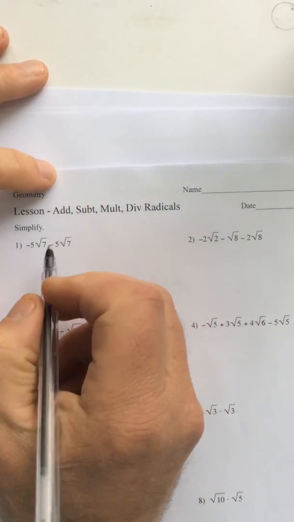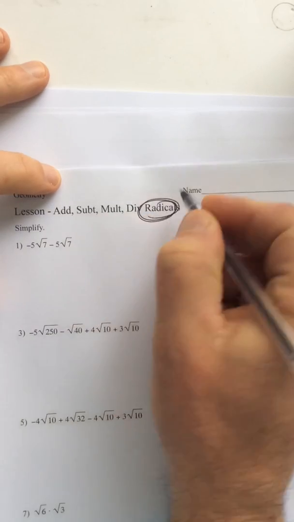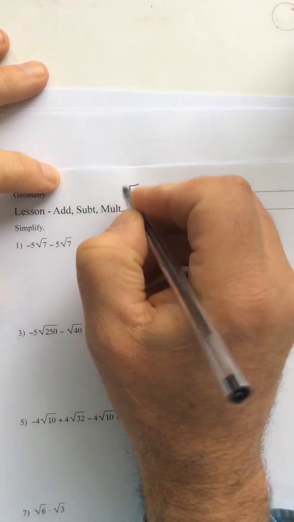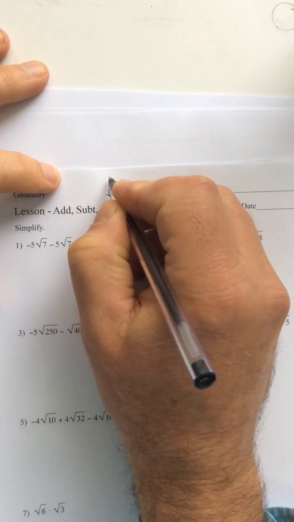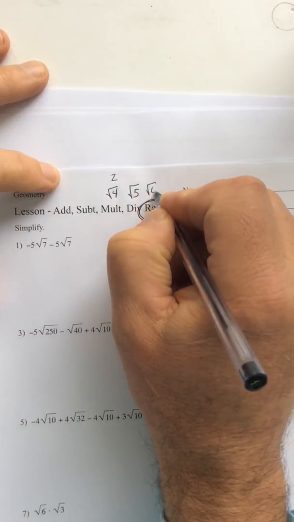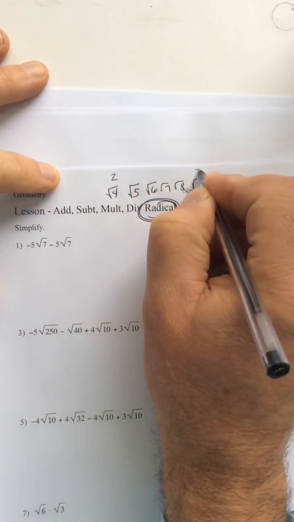Okay, in this lesson we're going to remind ourselves how to add, subtract, multiply, and divide radicals. Radicals are numbers that are square roots, like the square root of 5. Now we have the square root of 4 right under it, which would be 2. We have the square root of 5, the square root of 6, the square root of 7, and the square root of 8. And then the square root of 9 is 3.